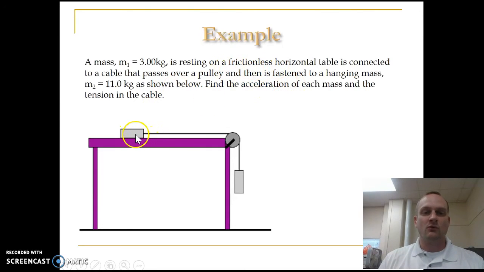So I don't need to worry about the frictional force on the table, but it's sitting on the table, that's 3 kilograms, and it's attached by a rope to a hanging mass of 11 kilograms. And I'm asked to find the acceleration of each mass and the tension in the cable.